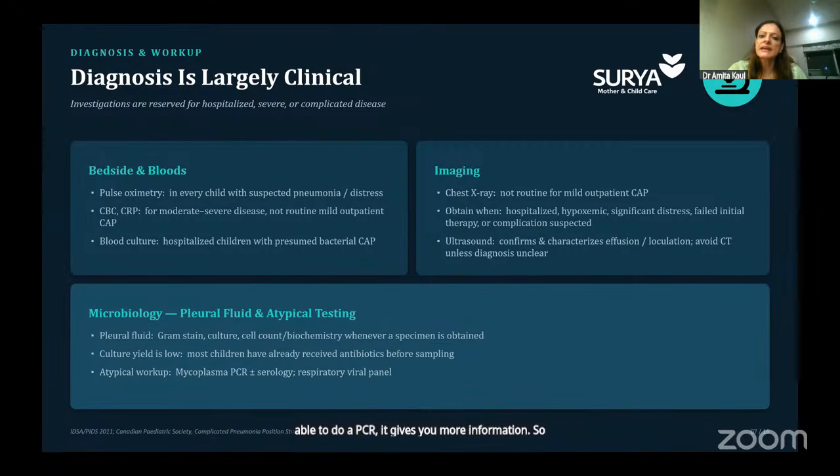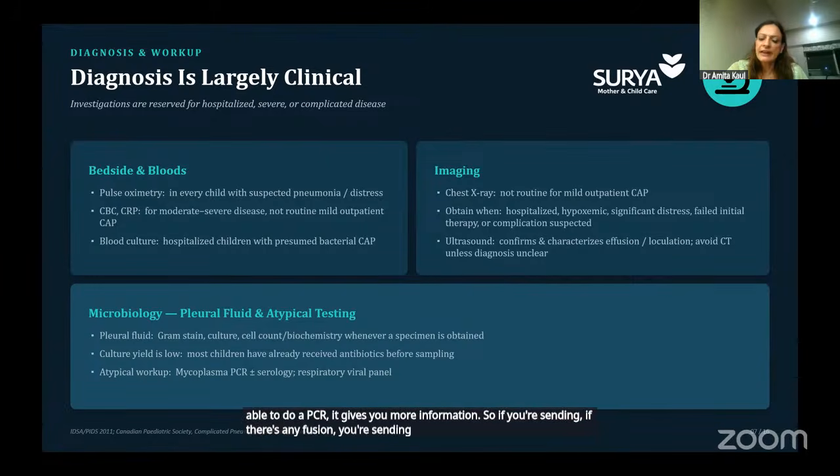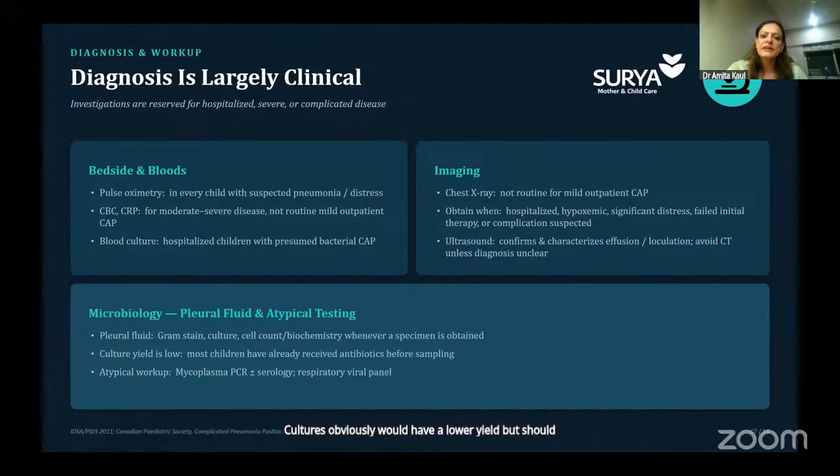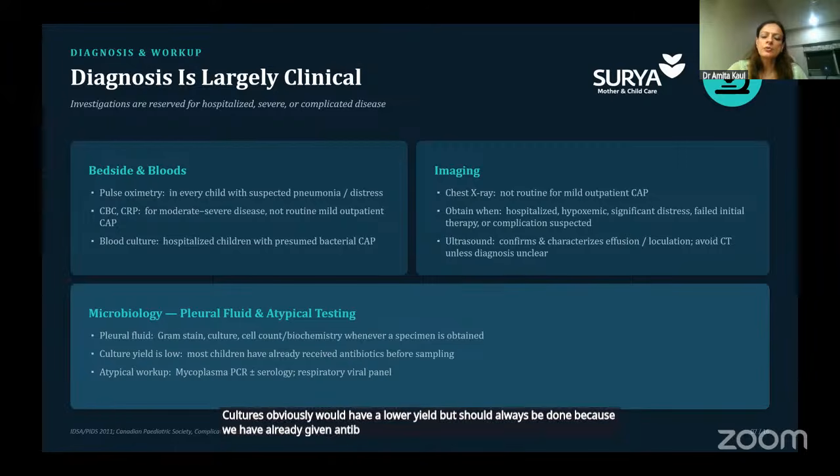So if there's an effusion and you're sending pleural fluid, we generally send it for gram stain, culture, cell count, biochemistry, and whenever possible, if the patient can afford it, we do a PCR as well. Cultures obviously would have a lower yield, but should always be done. We generally don't do tapping before the start of antibiotics. The child has received antibiotics in the OPD, then later in the wards, and then tapping is done.